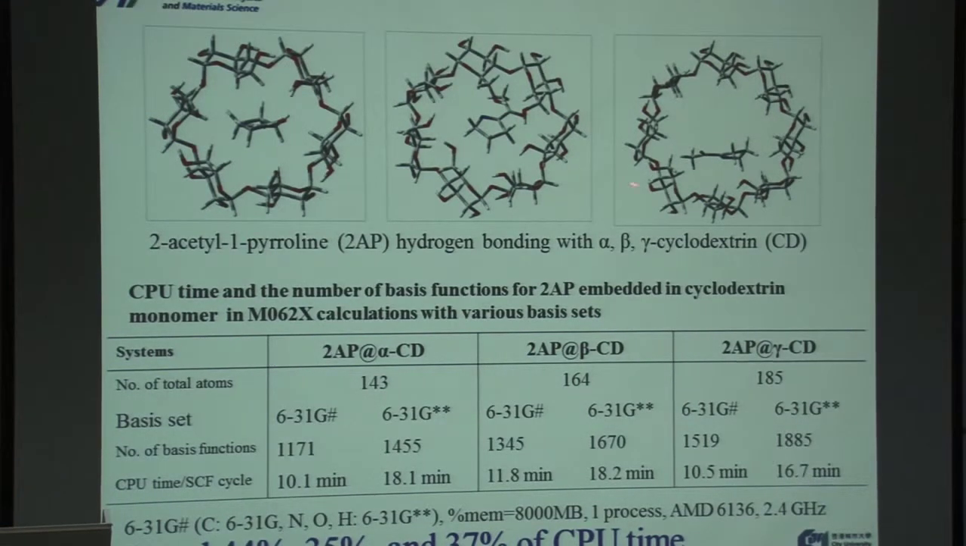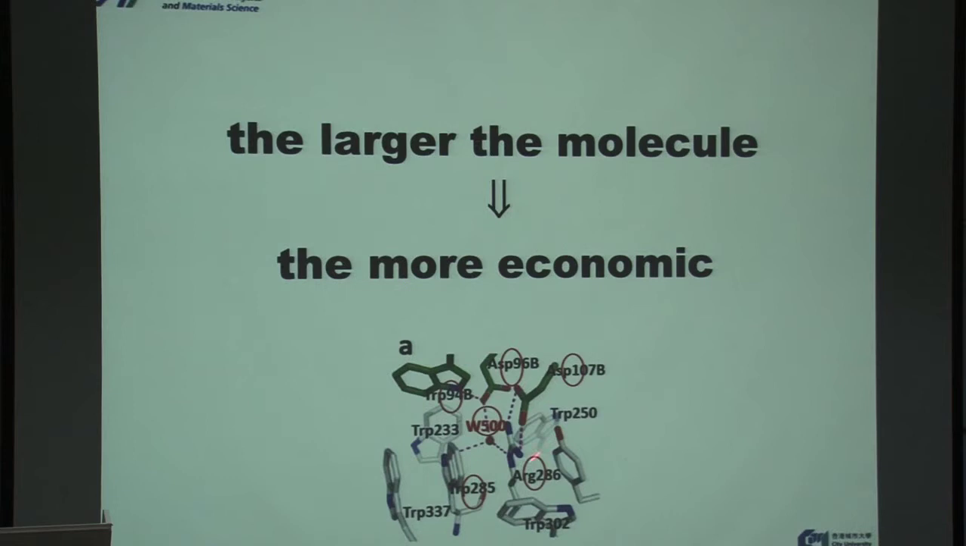However, in these three molecules, the percentage of electronegative atoms versus non-electronegative atoms is not very different, not very big. If you go back to the previous biomolecule, the percentage of carbon atoms there is much larger. So this is why the efficiency is not that good. I expect that we can have better application of this idea in biomolecules, such as the big one I showed you here. I can tell you that the larger the molecule, the more economic the scheme.